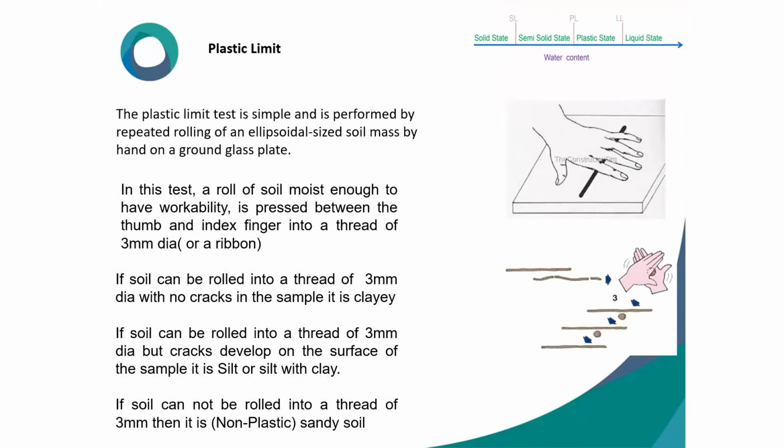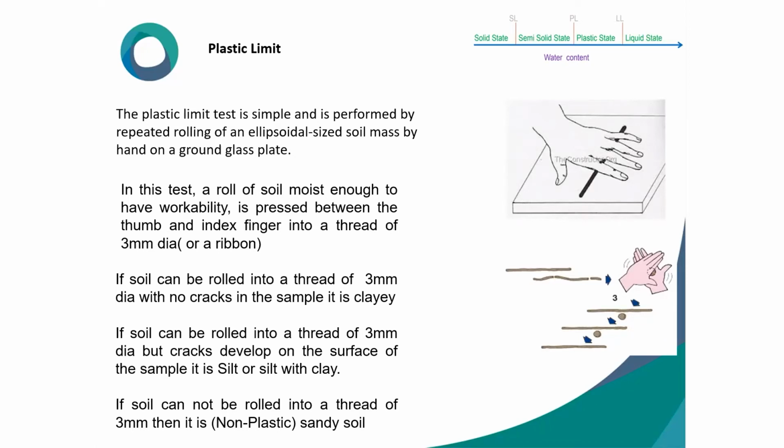Next, to check the plasticity, you will make the soil in a round form, and you will be making a thread of 3 mm. If soil can be rolled into 3 mm diameter, but cracks develop on the surface of the sample, it is silt or silt with clay. If soil cannot be rolled into a thread of 3 mm, then it is non-plastic. So here it clearly tells which soil is plastic and which soil is not plastic.